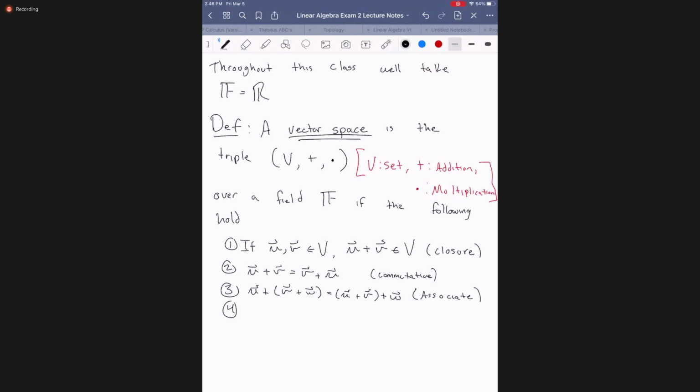Four, there exists a zero vector. There exists a zero, denoted as 0, in this set V, such that for any element v you take in my V, v under this addition with this 0 is going to give me v. Okay.